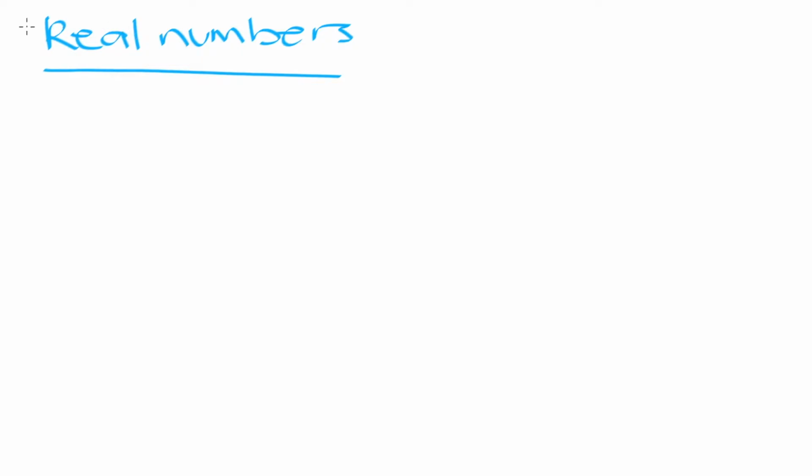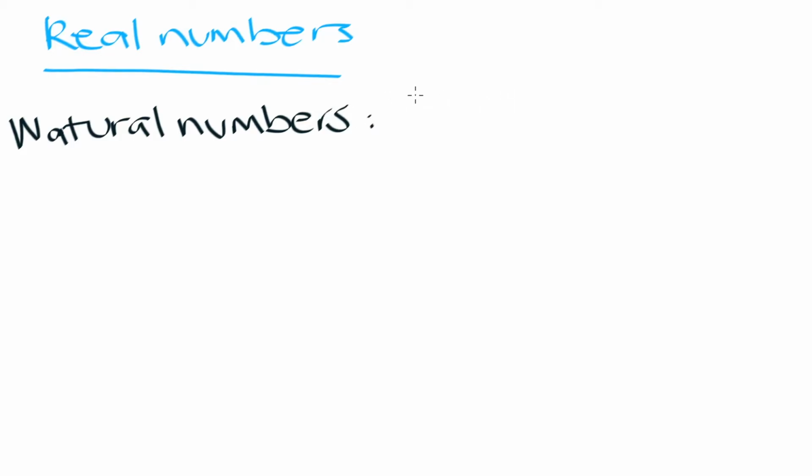Before going into the details of algebra, I'm going to take a quick lesson to talk about real numbers. And real numbers are going to include many numbers that you have probably encountered before. So that includes the natural number subset. And our natural numbers are going to be numbers like 1, 2, 3, 4, and so on until infinity. But these do not include fractions.